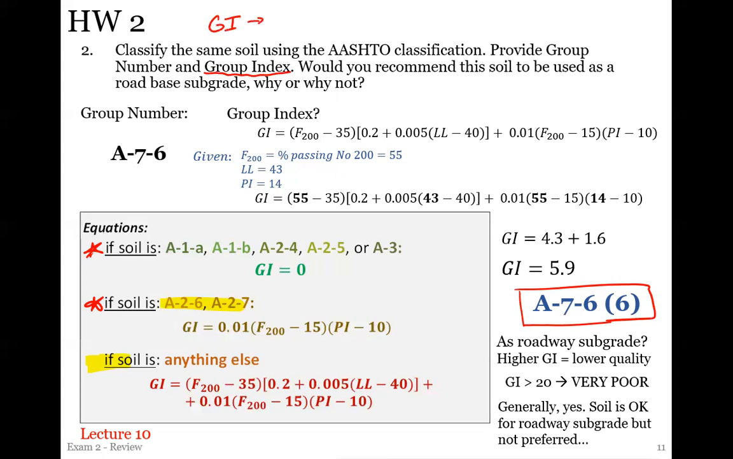So this GI value, the group index, only compares the same group number. If you had an A26 versus an A76 with the same GI number, then you want to choose the A26 since this is a better property. So this group number here can only be compared to other A76s. It's useless if you have 2 different group numbers and you're calculating the GI value.